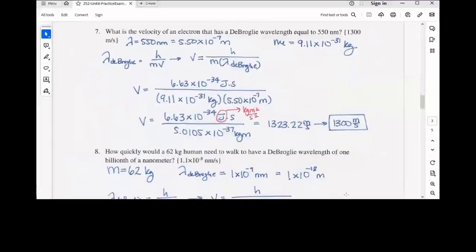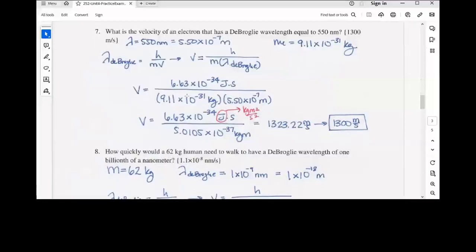7. What is the velocity of an electron that has a de Broglie wavelength equal to 550 nanometers? The procedure is going to be similar to what we did in question 6, only this time we're dealing with the mass of an electron. So that is 9.11 times 10 to the negative 31 kilograms. And this time, I don't need to manipulate that de Broglie wavelength equation at all. I can just plug in the values that I have.